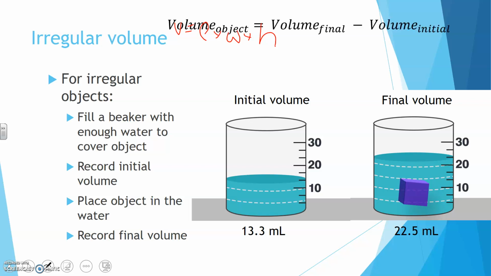Because the only difference between these two beakers is the volume of the object, you can take your final volume, which is the volume of the water plus the object, and subtract out your initial volume, which is just the volume of the water. That will leave you with the volume of your object. So 22.5 milliliters minus 13.3 milliliters gives you 9.2 milliliters. That is the volume of your object.